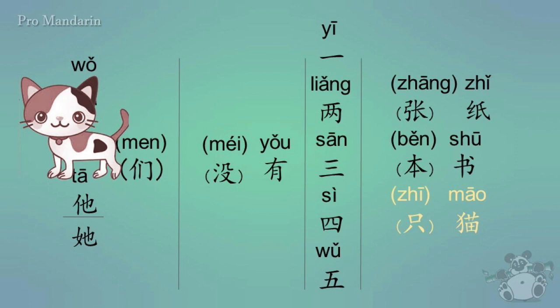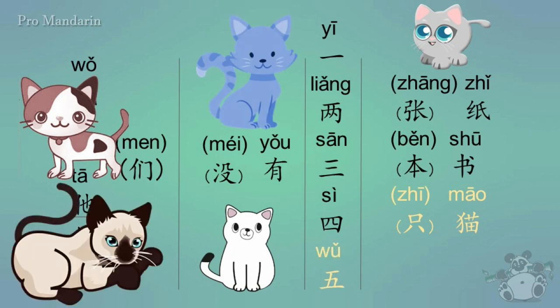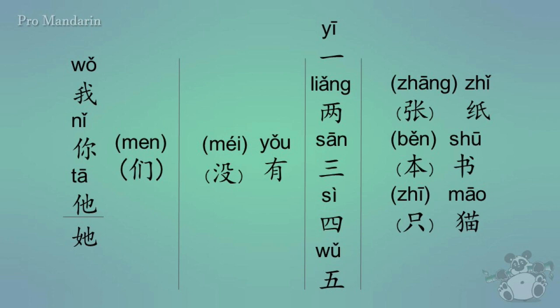And since cats are small animals, that's what we're going to use it for here. So then what we have here is 只猫. Now, 猫 is cat, so if you were to say 5 cats, you'd say 五只猫. All right, now before we get into a little bit of practice, we're going to jump into a couple examples first.